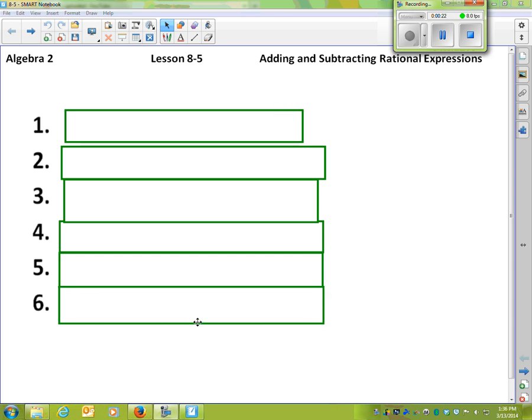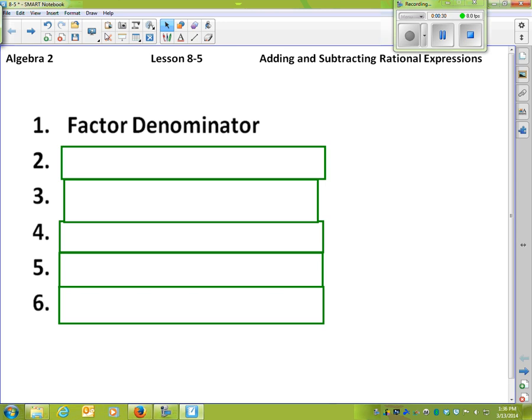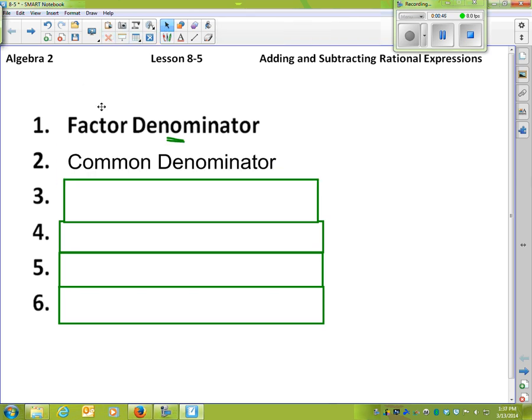Let's talk about 6 steps that we're going to take before we begin the problems. Step number 1. You're going to factor just the denominators. When we're dealing with adding and subtracting, we're going to look at numerators and denominators separately. So start just with the denominators. Step number 2. Find a common denominator.